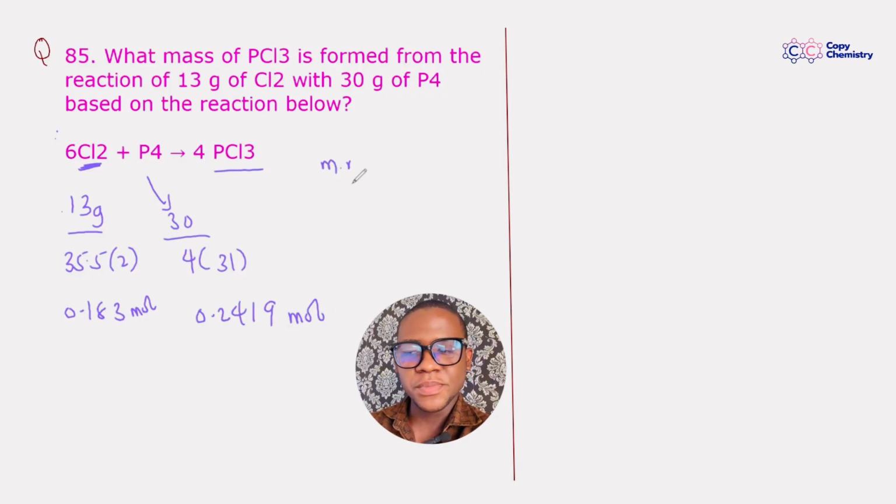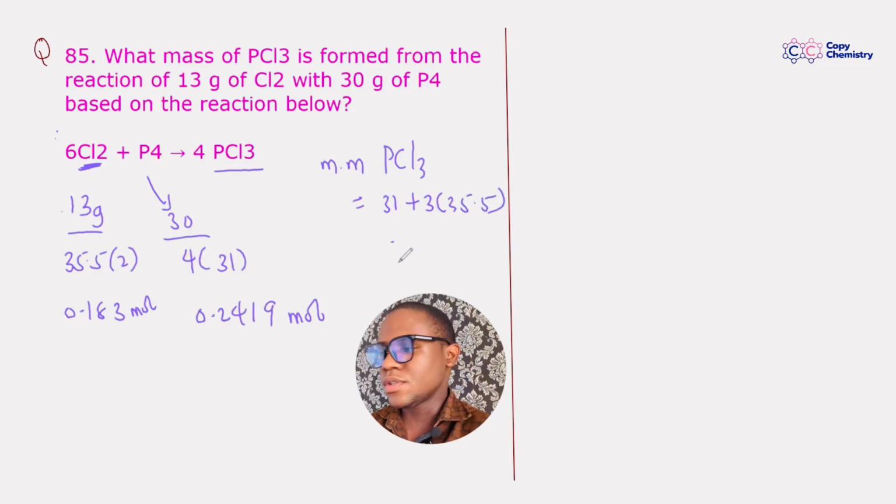What's the molar mass of PCl3? Phosphorus is 31, and then 3 times chlorine is 35.5. So you should solve all that. You probably have 137.5 grams per mole. Okay, so let's keep that aside.